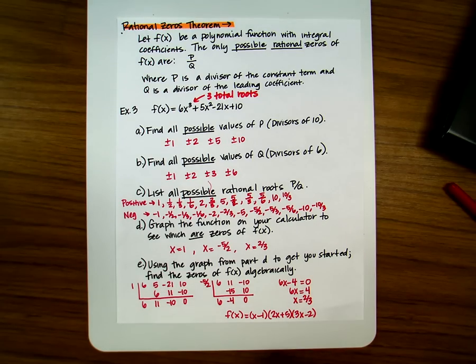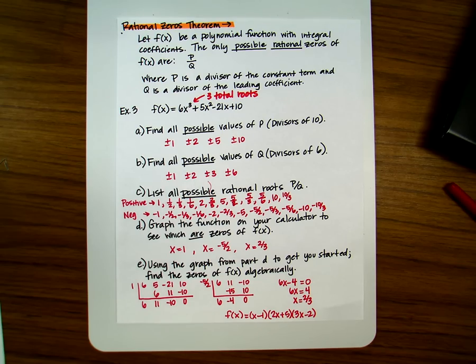The next theorem is called the rational zeros theorem. Let f of x be a polynomial function with integral coefficients. The only possible rational zeros of f of x are p over q, where p is a divisor of the constant term and q is a divisor of the leading coefficient. Remember that this theorem only gives you the possible rational zeros.